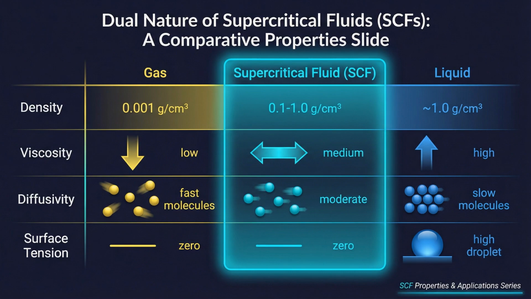The properties of supercritical fluids truly sit between gases and liquids. Consider density. Gases have about 1/1000th the density of liquids, while supercritical fluids achieve densities from 1/10 to nearly equal that of liquids. Viscosity in supercritical fluids is much lower than liquids, closer to gas values, enabling rapid mass transport. Diffusivity is similarly enhanced, with molecules moving much faster than in liquids. And critically, surface tension is zero above the critical point. This property combination explains why supercritical fluids are such effective solvents and why they excel in extraction processes.